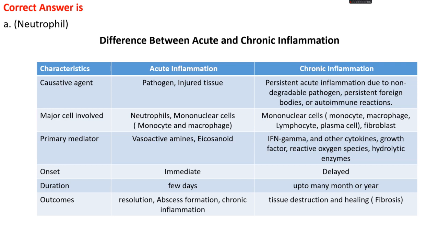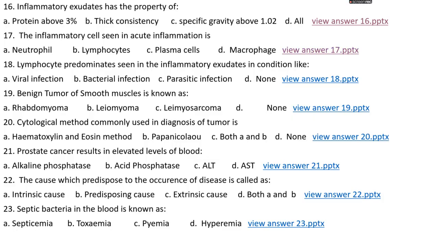The primary mediators of chronic inflammation are interferon gamma and other cytokines, growth factors, reactive oxygen species, hydrolytic enzymes, etc. Onset of acute inflammation is immediate, therefore it is called acute inflammation. Onset of chronic inflammation is delayed, and acute inflammation lasts for only a few days, while chronic inflammation lasts for many months or years. As for the outcome, acute inflammation either gets resolved, or sometimes leads to abscess formation, and sometimes progresses toward chronic inflammation. The outcome of chronic inflammation is tissue destruction and healing, since healing and destruction occur concurrently in chronic inflammation.